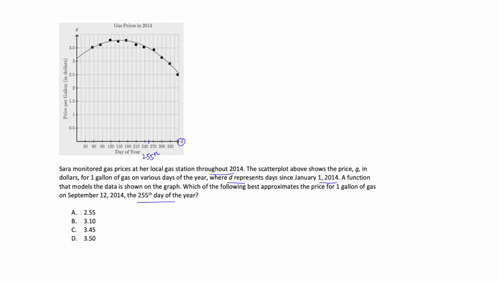Draw a dotted line, or let me draw a straight line, just hold on. So this is the line we are looking at, and this corresponds to which value of y? It corresponds to this value of y. So this is basically our answer. So on the 255th day of the year, that is September 12, 2014, the price of 1 gallon of gasoline is $3.5. Very simple. The answer is option choice D.